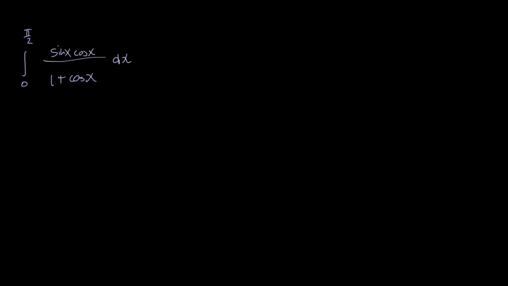Today we'll be doing the integral from 0 to pi over 2 of sine of x times cosine of x divided by 1 plus cosine x dx. And we will start off by using something known as Weierstrass substitution. And it's essentially letting u equal the tangent of x over 2.